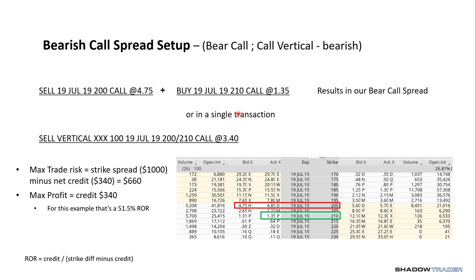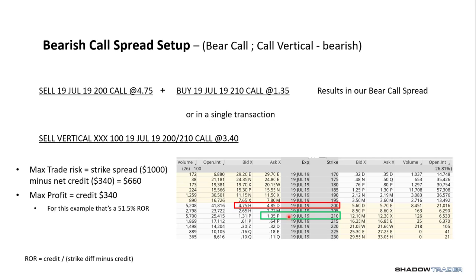Here's what the trade setup looks like. I'm going to sell a July 200 call, which has unlimited upside potential and therefore unlimited risk, but I'm going to sell that for $4.75. Now, to limit that risk, I'm going to buy a call above the strike of the one I sold. I'm going to sell the 200. To limit my risk, I'm going to buy the 210.